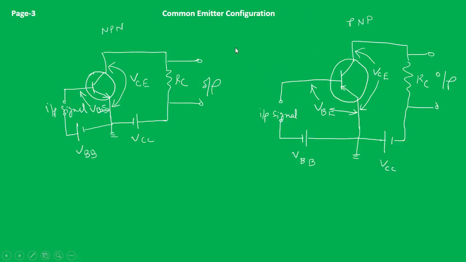Now if we keep the emitter as the common to both, so this part is the input section, and this part is the output section. Here we are keeping emitter as the common to both. This is shown for the NPN transistor and this circuit diagram is shown for the PNP transistors. And here just note that this voltage VB and VCE, later on when we shall discuss these configurations in detail, they will play a very important role.